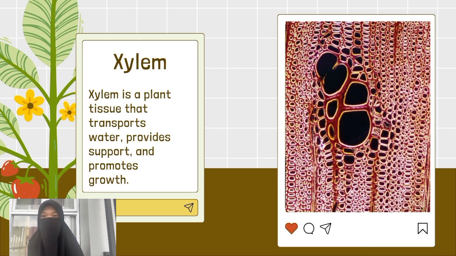Okay, next we talk about xylem. Xylem is a plant tissue that transports water, provides support, and promotes growth. Xylem is a vascular tissue in a plant that transports water and minerals from the roots to the leaves, provides structural support, stores nutrients, and contributes to secondary growth and the secretion of substances such as resin or sap. Most of its cells are dead at maturity and have cell walls containing lignin, which strengthens the plant structure.